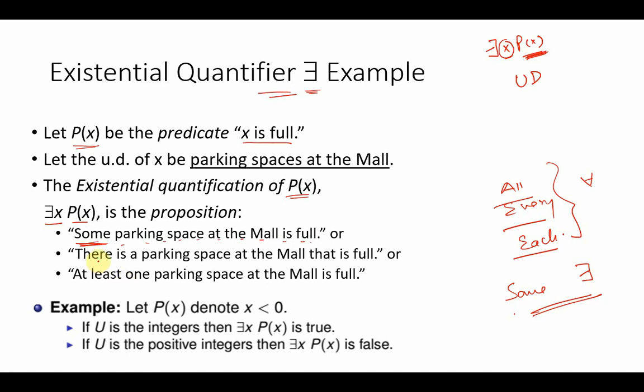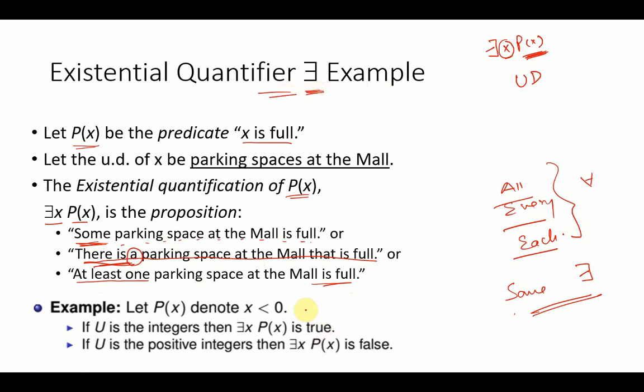So then again I can rewrite or understand this like this also: there is a parking space at the mall that is full. There is a parking space. I'm not saying all the parking spaces. There exists, or I can say at least one parking space at the mall is full. So this is what is meant by the existential quantifier.